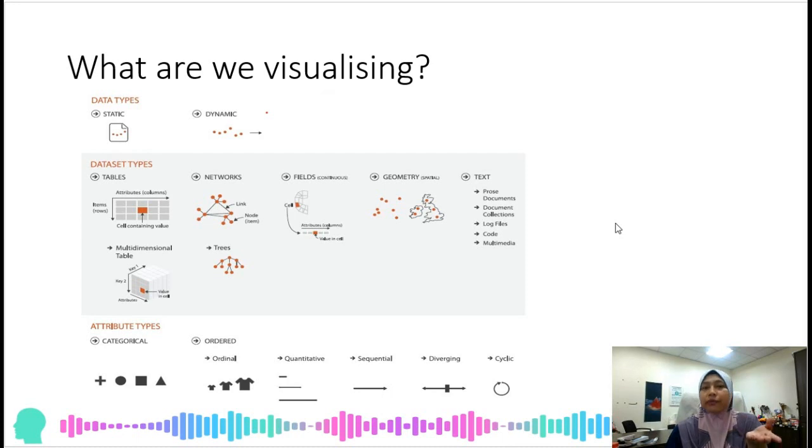Okay, what are we visualizing? So first thing first, you have to know the data types that you are using. You need to know the data type yang you gunakan tu, is it static data type or is it dynamic data type? For static data type, you have a fixed scale. You know the data range. As for the dynamic data, the observed min and max value can change at any time possible. Therefore, the scales of the data also will change.